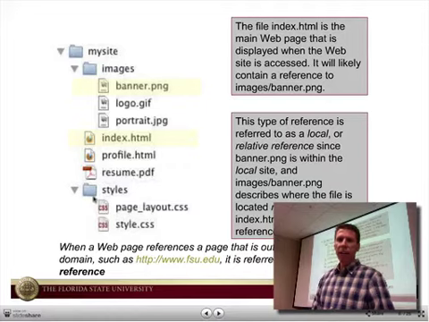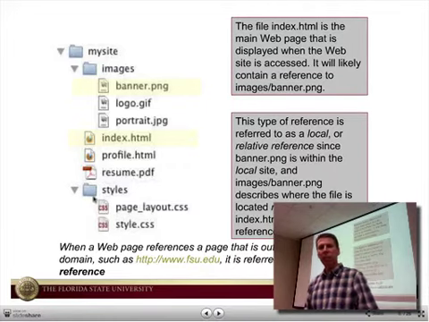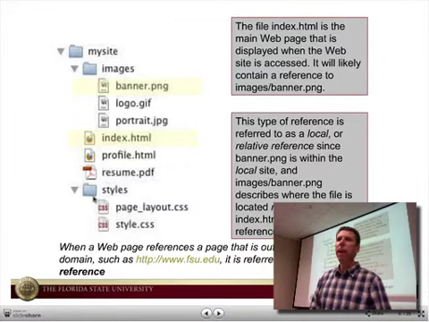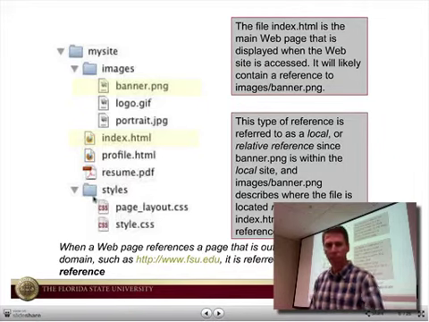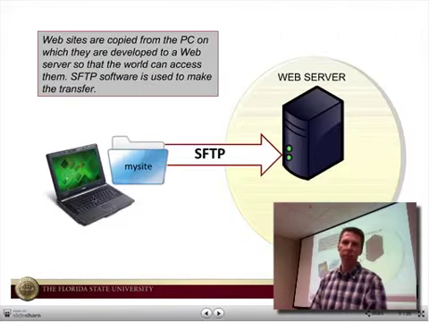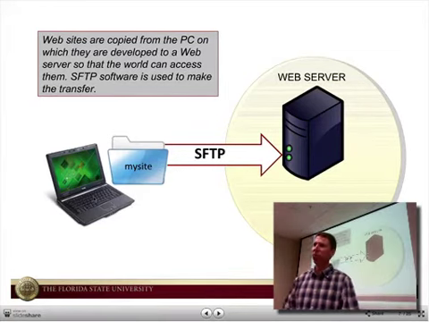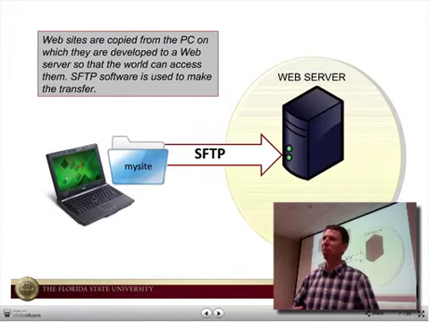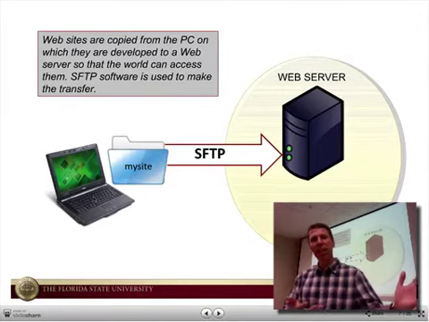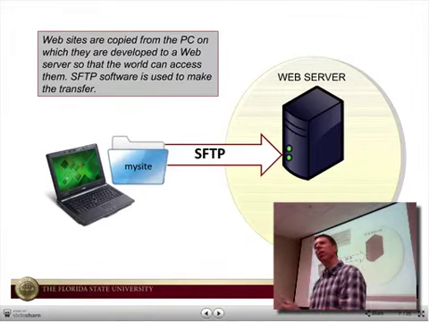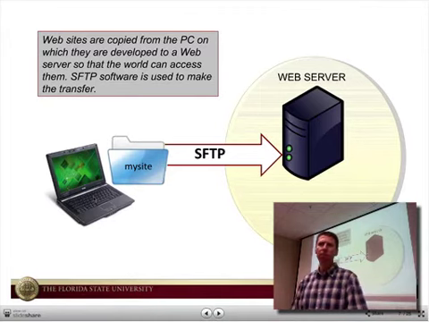So when we do a link to www.fsu.edu, we're doing a link to an absolute reference. That's where its location is on the web. All right, getting more complex, and we're slowly working our way around to your question about programs. Websites are copied from your PC over to the web server using FTP software.